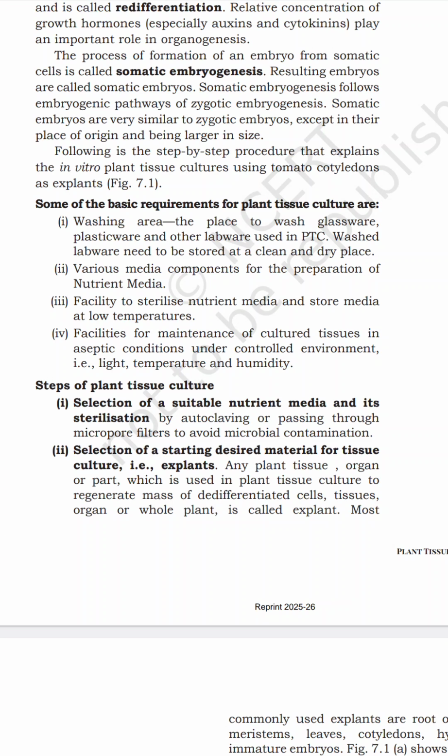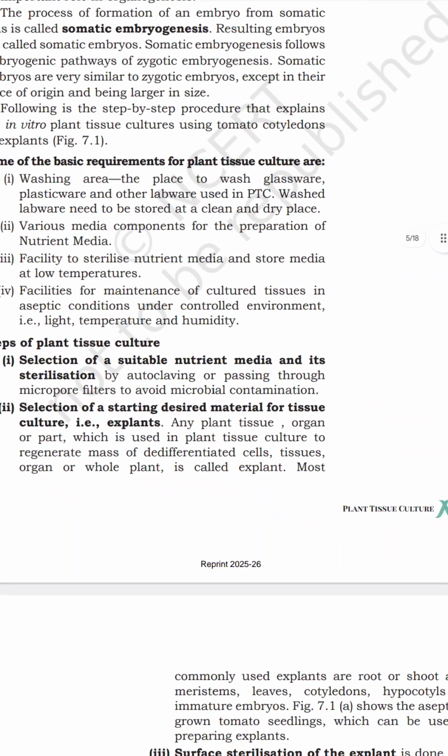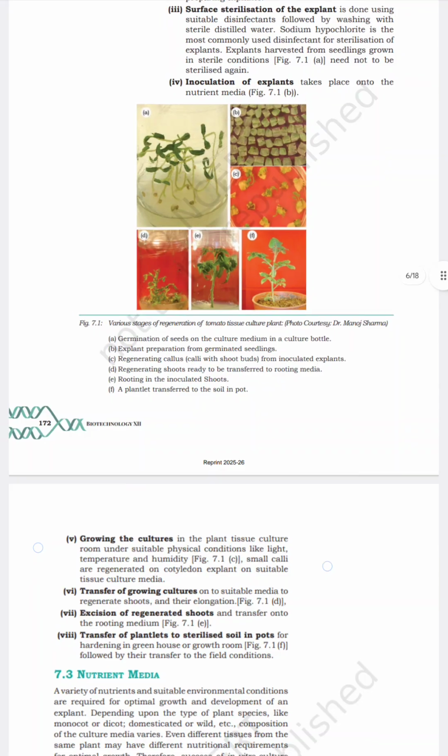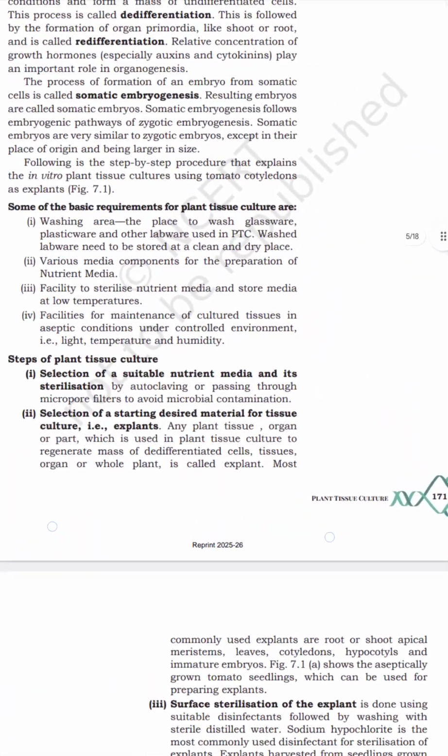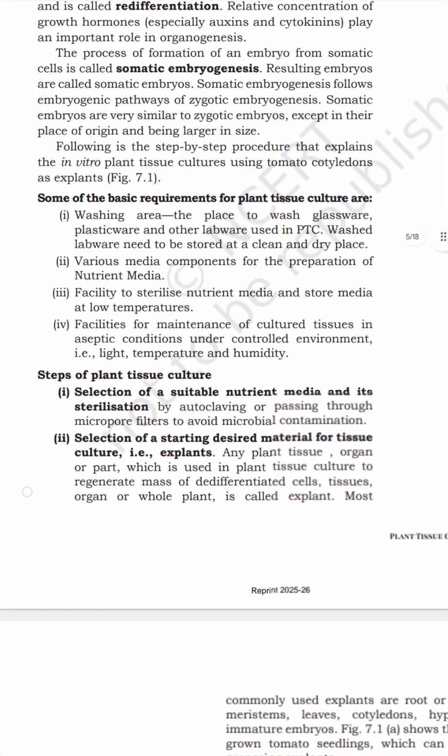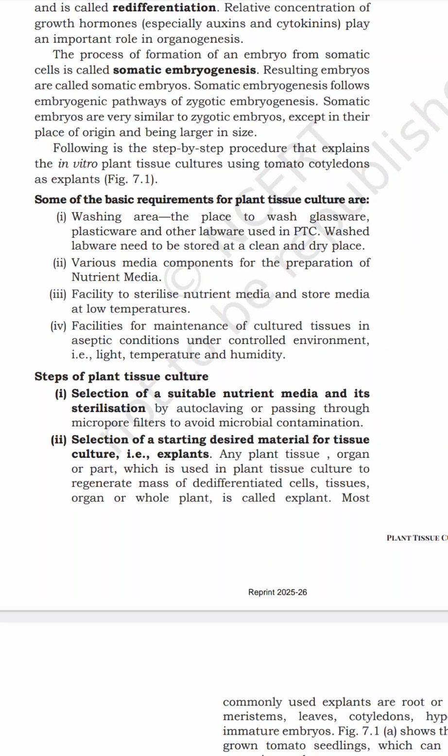Requirement for plant tissue culture. Here we follow the different steps in this. Washing the glassware and plastic should be very neat, and it should also be stored in a very dry and clean place. It should not allow any bacteria or fungi to enter.